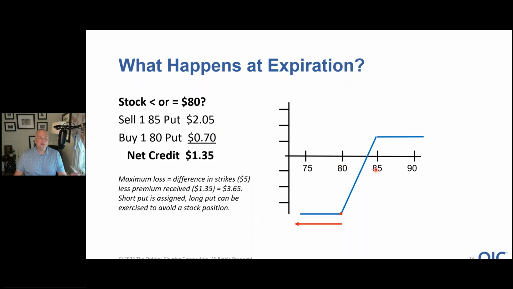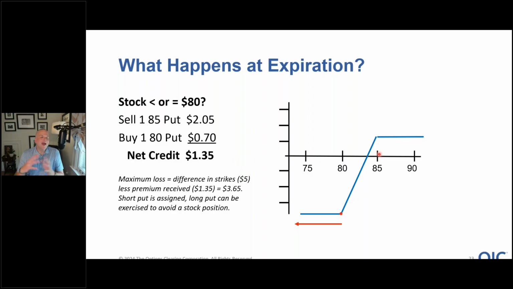They're going to have intrinsic value at expiration, and thus the spread itself is going to be worth $5. Once the spread is worth $5, your max loss is the difference in the strikes, $5, which is what the spread is worth, minus the $1.35 that you've already taken in. Most of the time, this short put here is going to be assigned on the 85 strike. And most of the time, if the stock is below 80, you're going to exercise your 80 put.